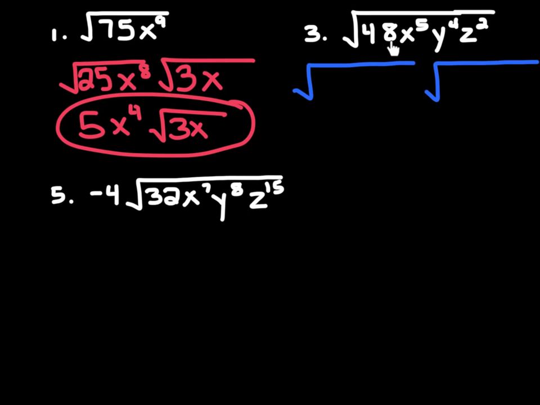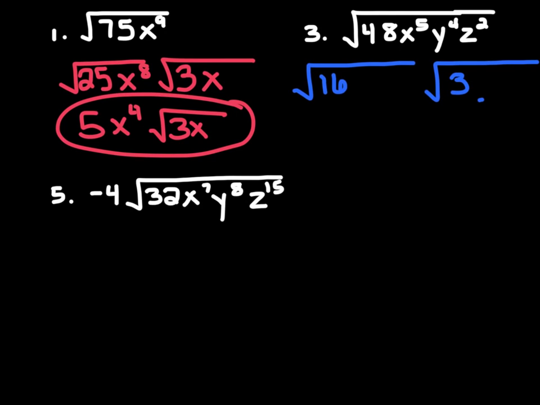Okay, so if you look at the number 48, there are a few different perfect squares that divide evenly into it. So for example, 4 is a perfect square. 4 times 12 would give you 48. But we want to find the biggest perfect square that divides evenly into 48. So the biggest perfect square that divides evenly into 48 is 16. And since 48 divided by 16 is 3, we're going to put our 3 in the leftover, the non-perfect square radical.